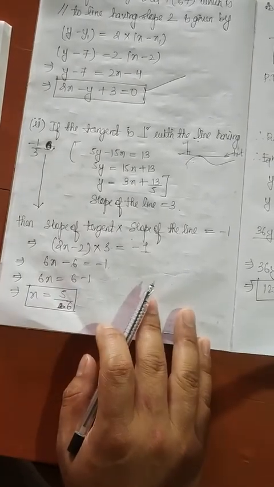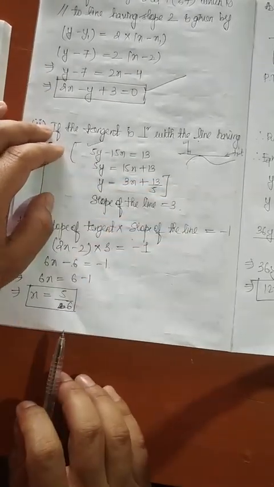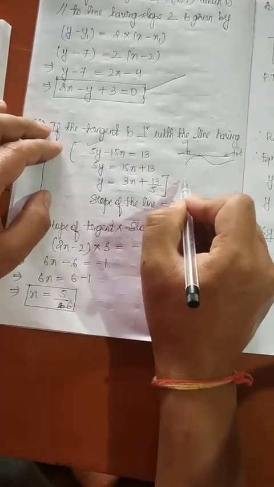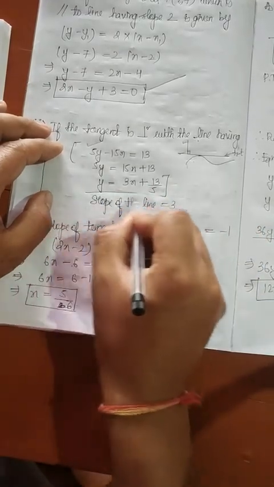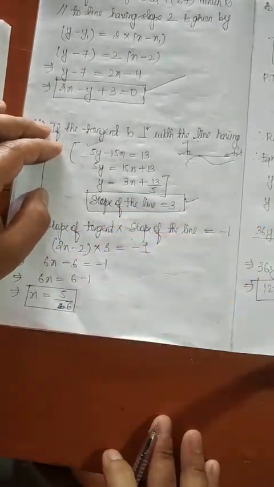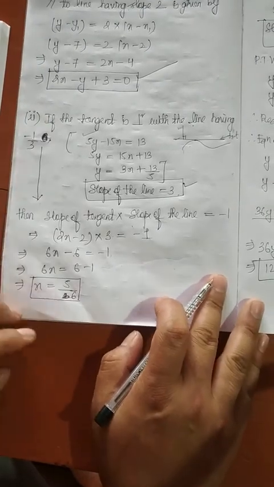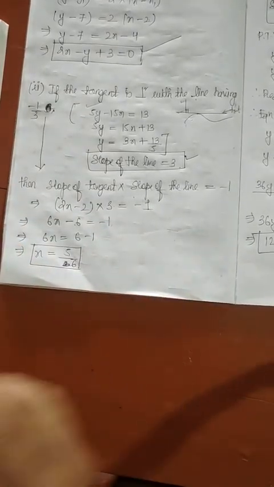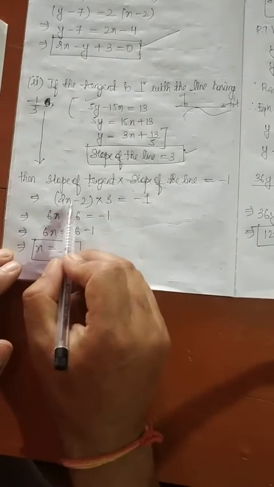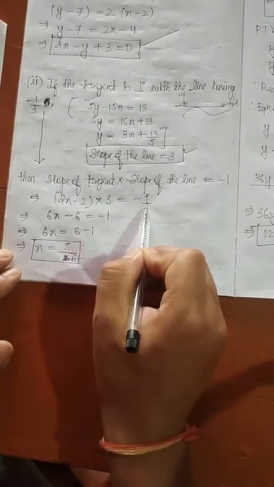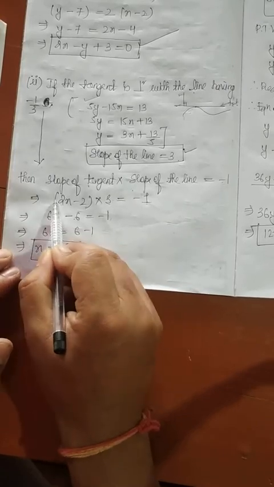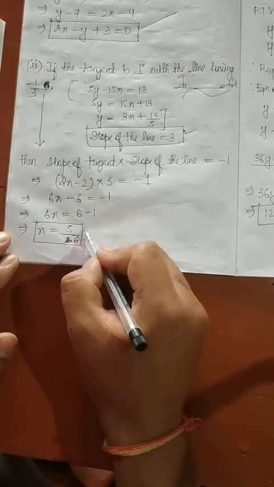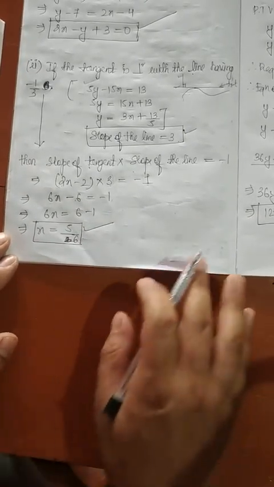So let's start with the solution. This is the given line 5y minus 15x equals 3, and from here please take it in the form y equals mx plus c. On doing so, I'll get the slope of the line. Slope of the line equals 3. Now what is the slope of the tangent? The slope of the tangent is 2x minus 2, and we know that if two lines are perpendicular to each other, the product of the slopes equals minus 1. So (2x minus 2) into 3 equals minus 1. Simplify it and you'll get the value for x, which is 5 by 6.